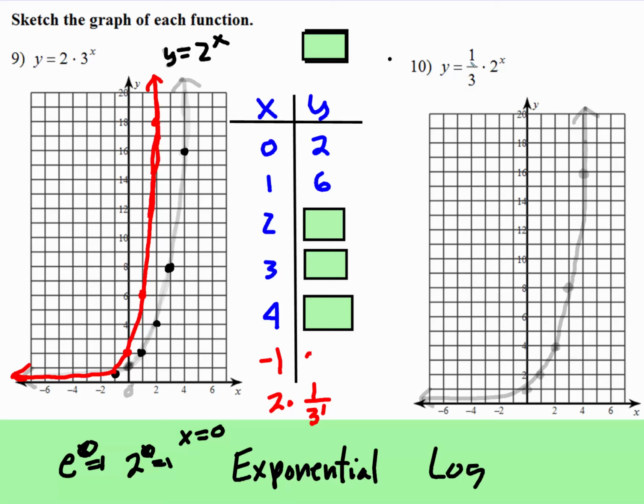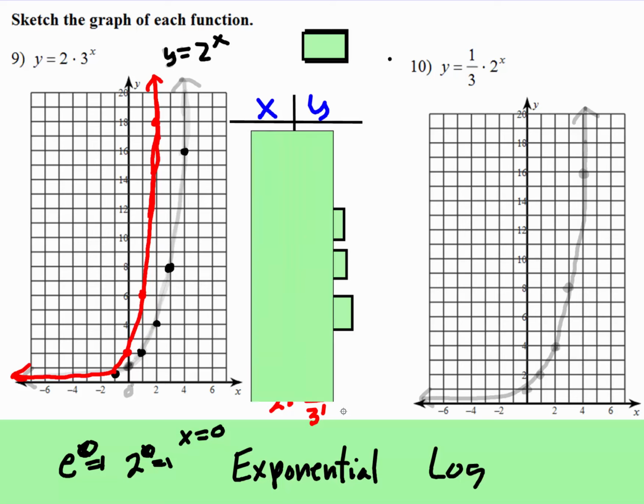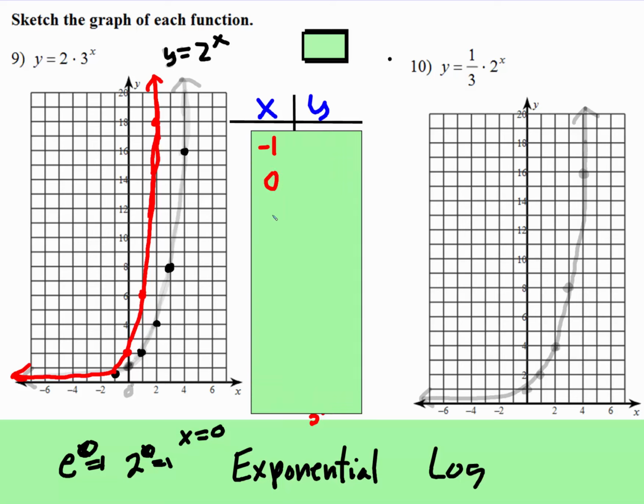And be careful here. I'm going to put new x values. I'll put -1, 0, 1, 2, 3. Well, I'm going to put 0 in first. 2 to the 0 is 1. 1/3 times 1 is 1/3. So now look at this graph. Instead of being up here at 1, we're down at 1/3. So when we put 0 in, we're at 1/3.